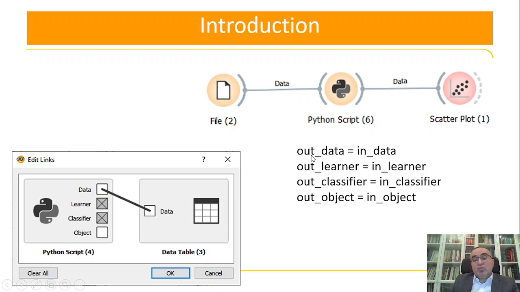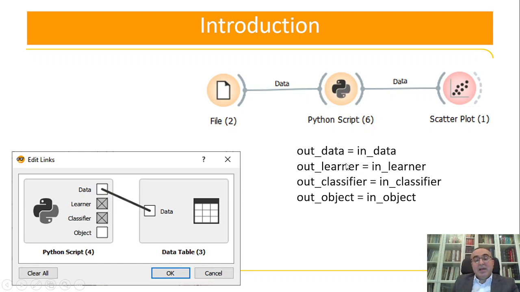So we have first the output data. The output is the output from this widget to other components. For example, you can click on the data to connect this object to others, and the data will be the output data that you are going to set in the Python script. Normally, if you want to just pass the data from the previous to the next item, you use out_data equals in_data. We have also other things like learners, classifiers, and objects.